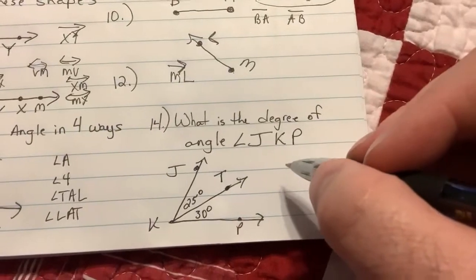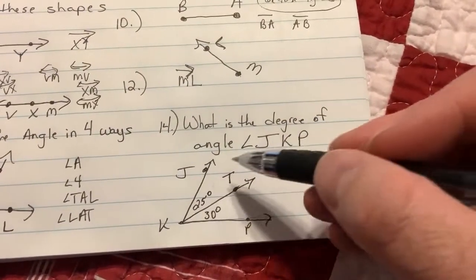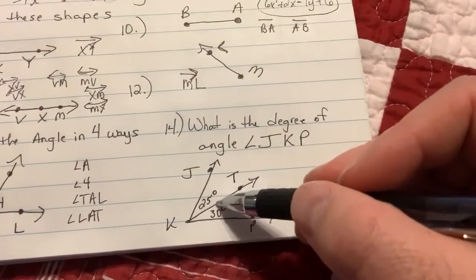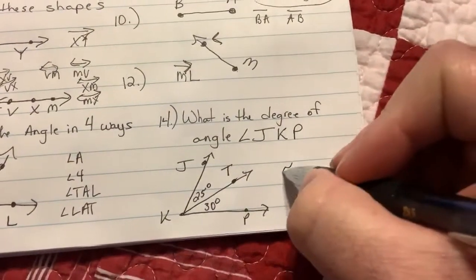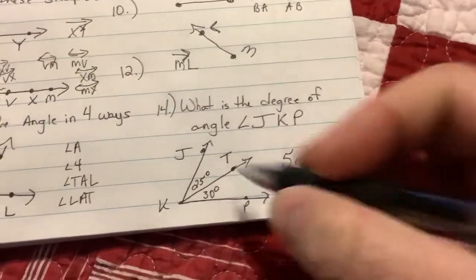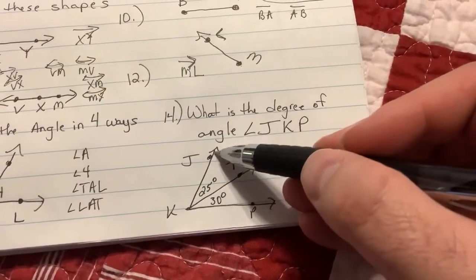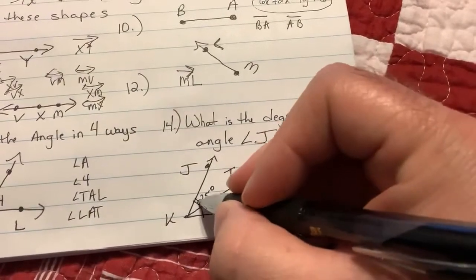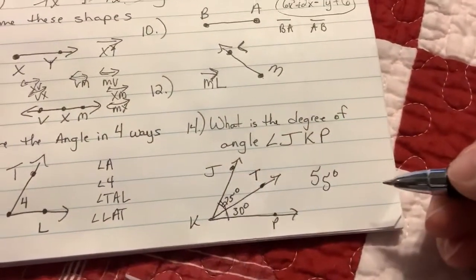And then this one, what is the degree angle of JKP? JKP is the full angle with both of these combined, so it's 55 degrees. 30 plus 25 is 55, because JKP is this full angle of both of them combined. So 25 and 30 is 55 degrees.